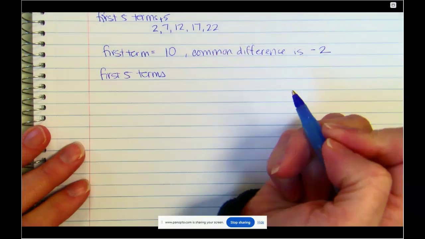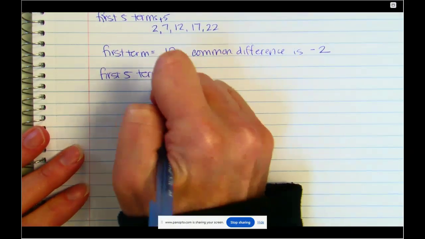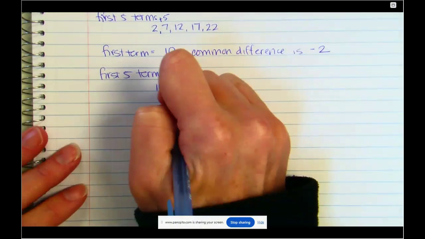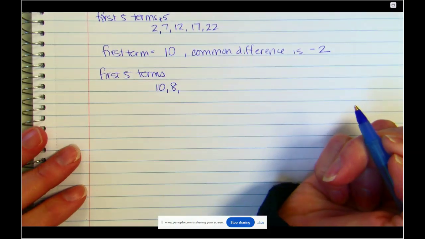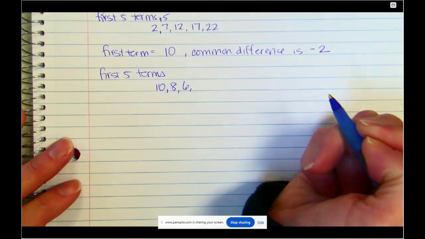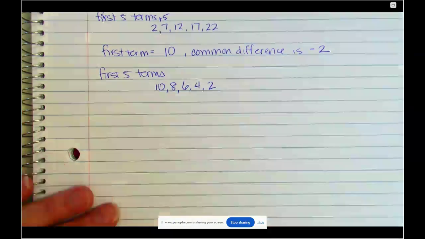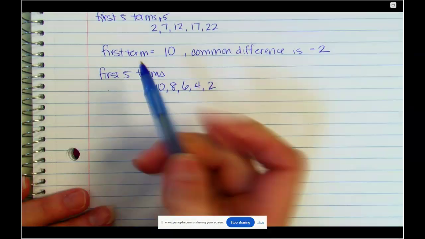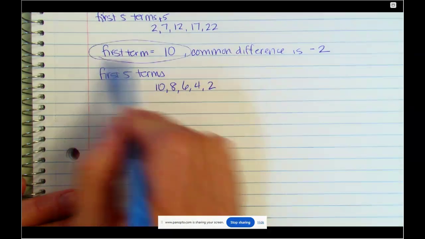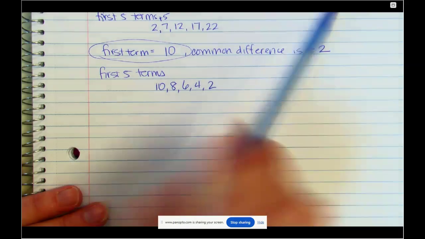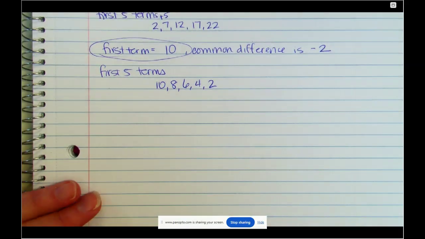Okay, what's the first term? 10. What's the next one? 8. Next? 6, 4, 2. And we're done. There's the first 5 terms. You guys only have to find 4 because it gives you the first one. And then common difference tells you what's happening. You're subtracting 2 every time.